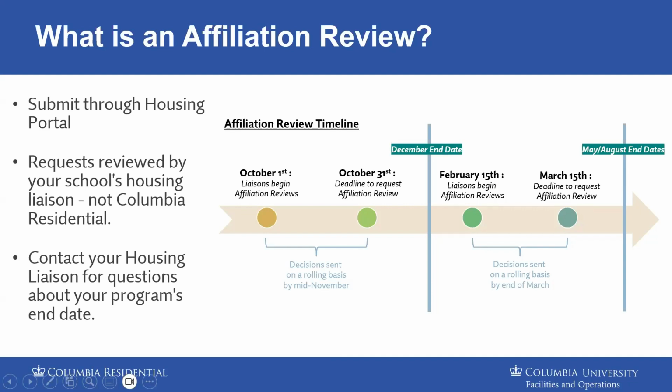You may ask yourself, what is an affiliation review? Affiliation review is a request you submit to your school and or program housing liaison to review your time in Columbia Residential. If you receive housing as a waitlisted student, your time ends typically May 31st of the upcoming academic year. If you're interested in transferring, you must submit an affiliation review. The review periods for the fall is October 1st to October 31st, and for the spring, from February 15th to March 15th. Requests are reviewed by the housing liaisons of your school. So if you're interested in transferring and you're a waitlisted student, please submit your request via your housing portal.